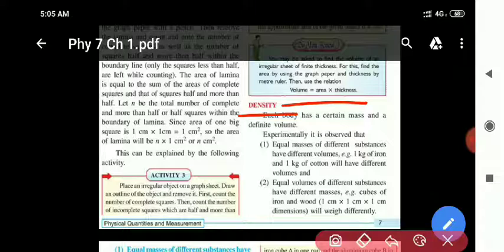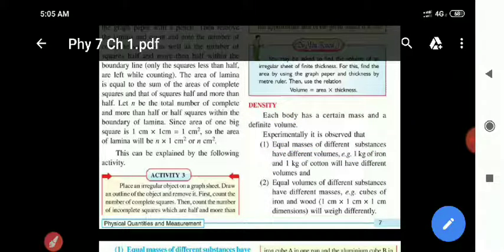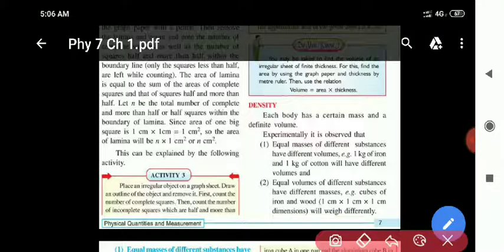It is experimentally observed that, number 1, equal masses of different substances have different volumes, as 1 kg of ice, 1 kg of iron and 1 kg of cotton will have different volume. Number 2, equal volumes of different substances have different masses. If the volumes are equal, then masses are different. Cubes of iron and wood will weigh differently. Now, how to prove them?